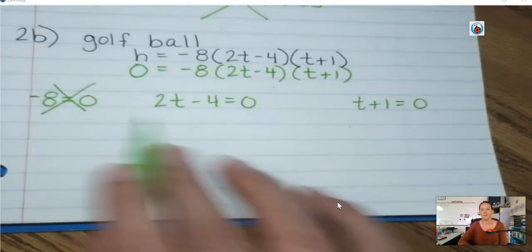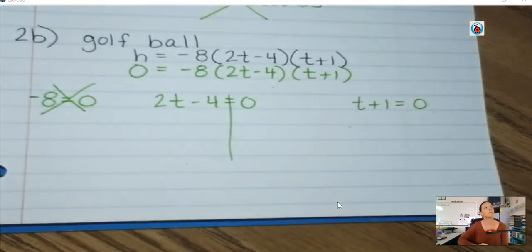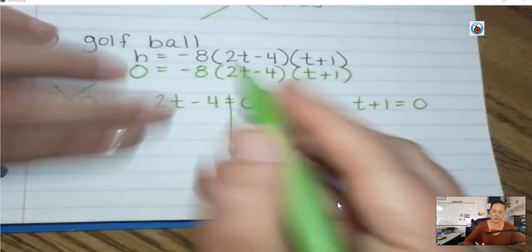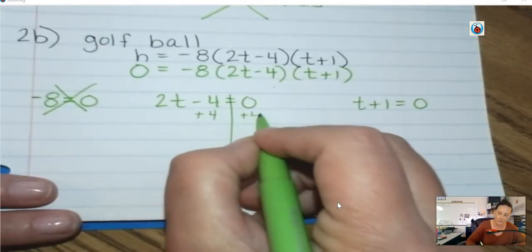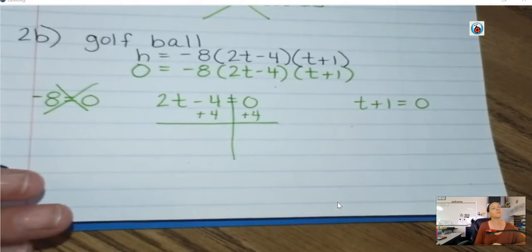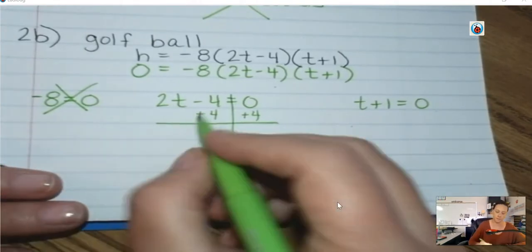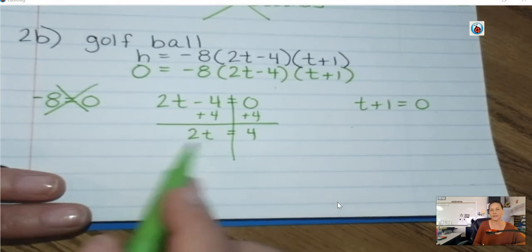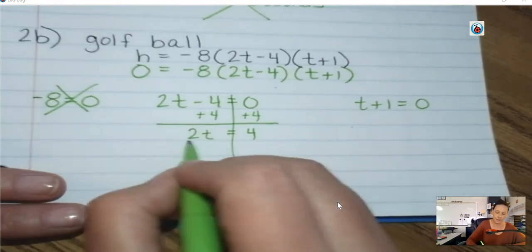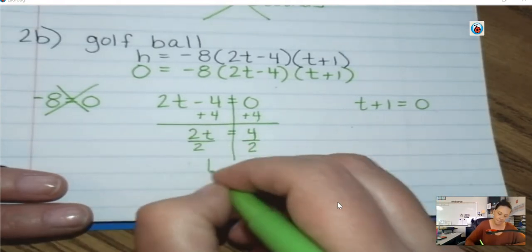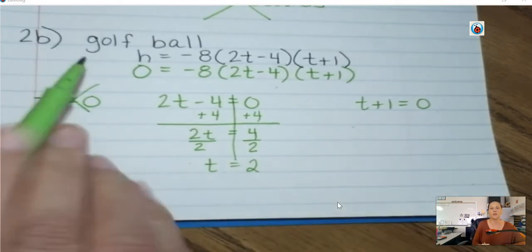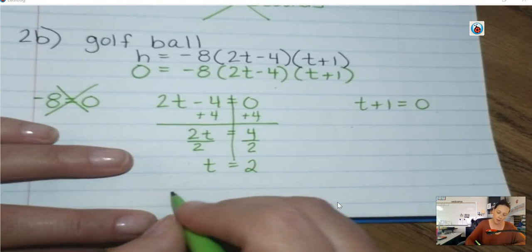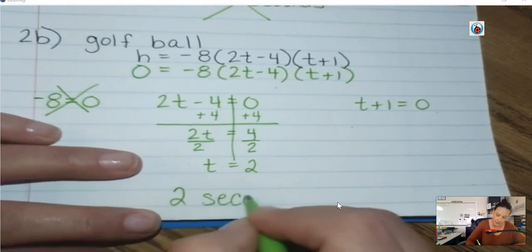Okay, let's solve this middle one. Look at the side that has the variable. Get rid of minus 4 first, so add 4 to both sides. I have 2t equals 4. And then to get t by itself, I'm going to divide by 2. So I get t equals 2. The question was about a golf ball being hit and how long the ball is in the air. The ball is in the air for 2 seconds, and that does make sense.